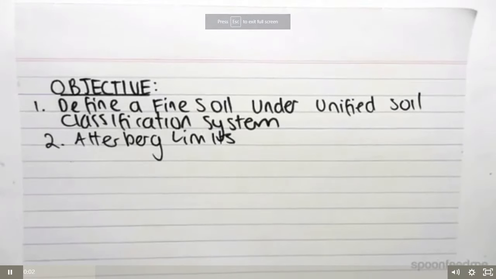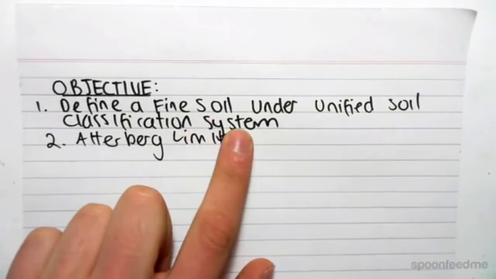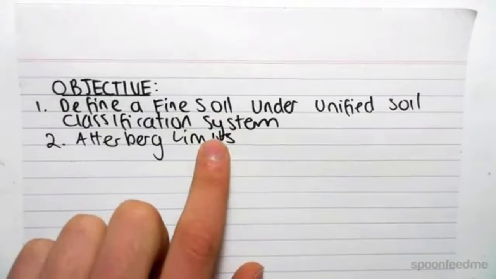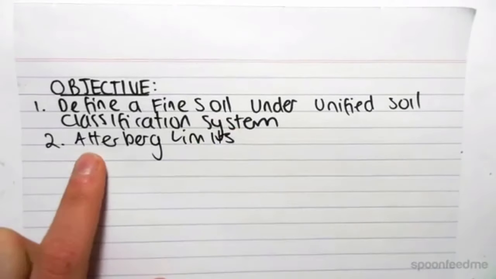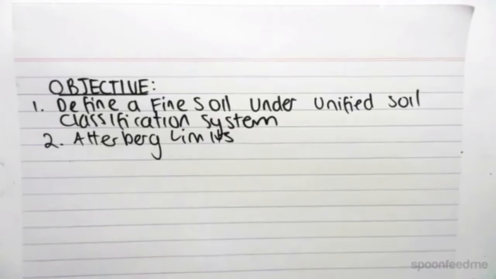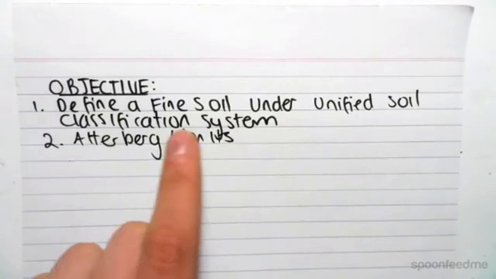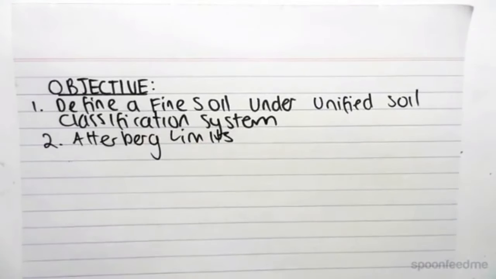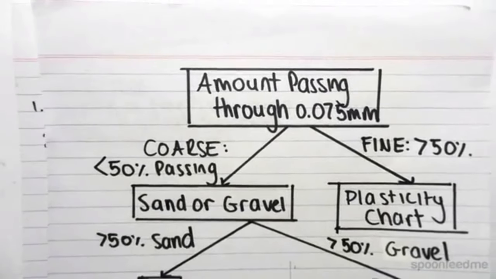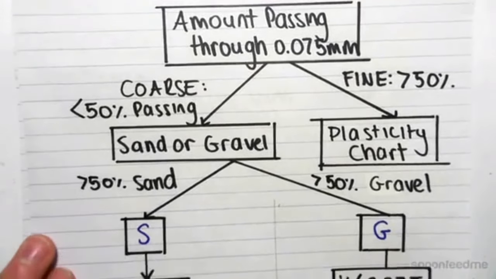The aim of this video is to define a fine soil under the Unified Soil Classification System, and we're going to be looking at these things called the Atterberg Limits. So the first thing is this Unified Soil Classification System. This is a system for defining a soil type, and I've summarized this in this flowchart, which is going to be seen in the next couple of videos.